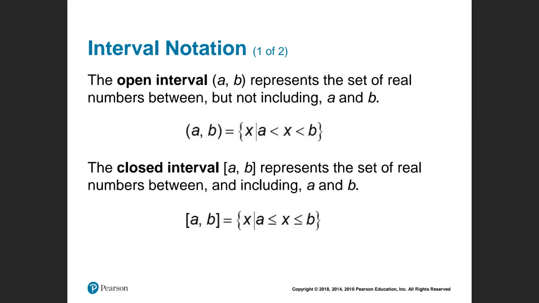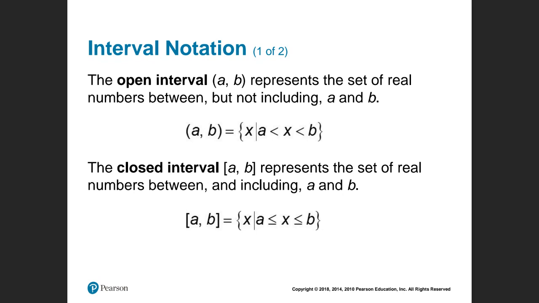Interval notation. The open interval (a, b) represents the set of real numbers between but not including a and b. The open interval (a, b) equals the set of all real numbers x such that a is less than x less than b.